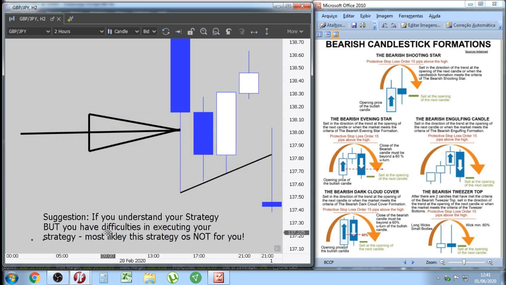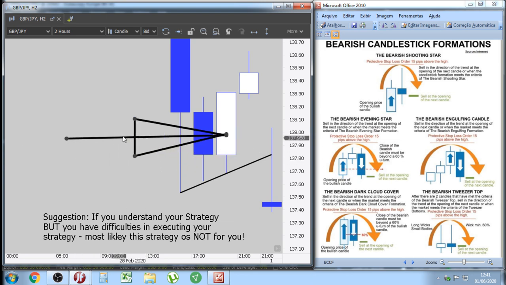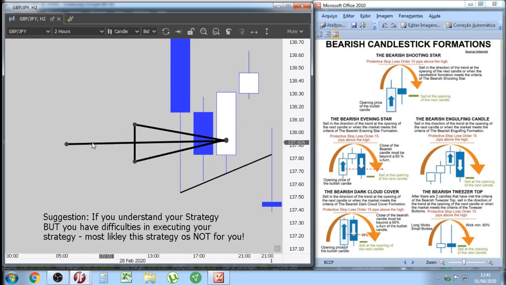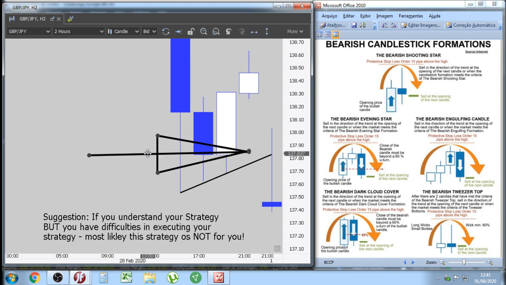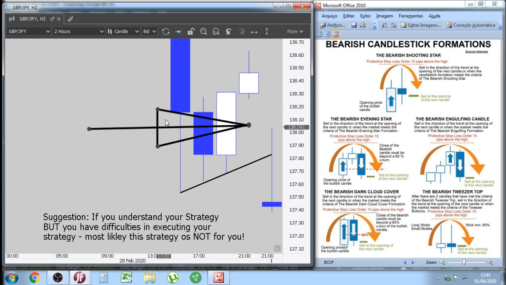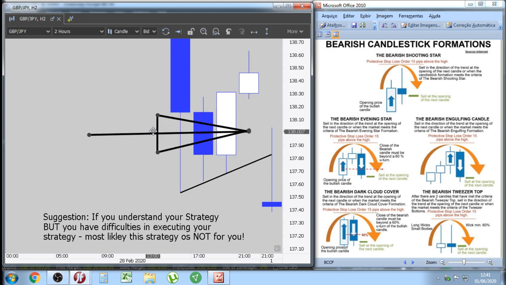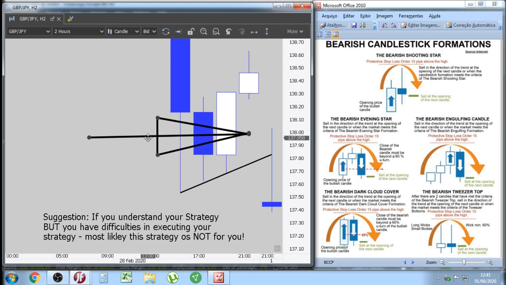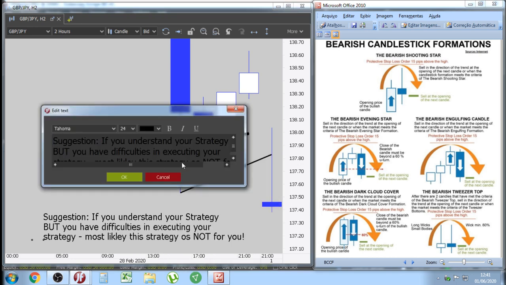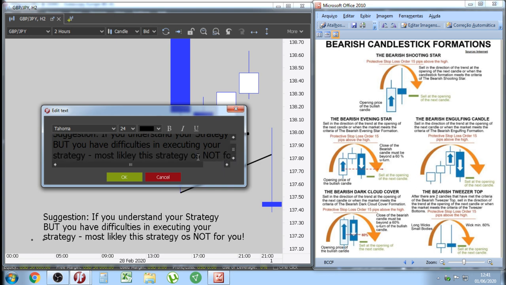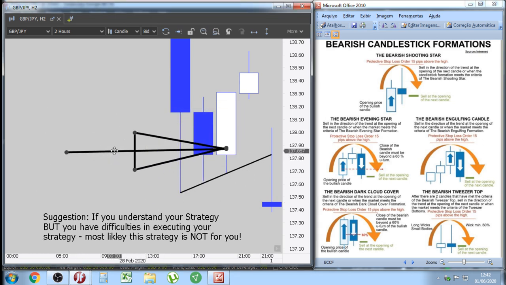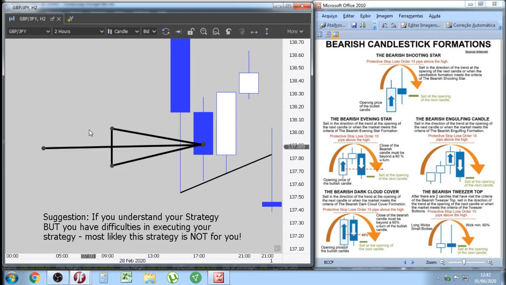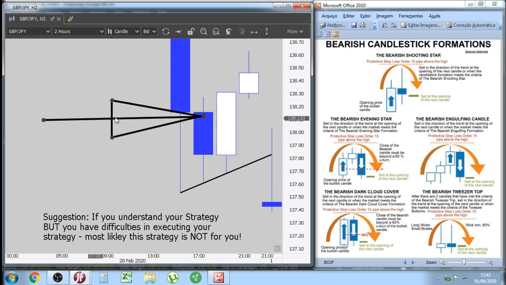Okay, so the question was on the other streaming platform. You are not going to see this on YouTube, but a student asked, how do I know if I'm a scalper, swing trader, or any other strategy? So this is the suggestion. I'm not a psychologist. If you understand your strategy, but you have difficulties in executing your strategy, most likely this strategy is not for you. And only you, everybody, know if you should continue or you should train yourself. Oh, I want to be a scalper, but I'm afraid. You can build it. Trading is a skill, right?